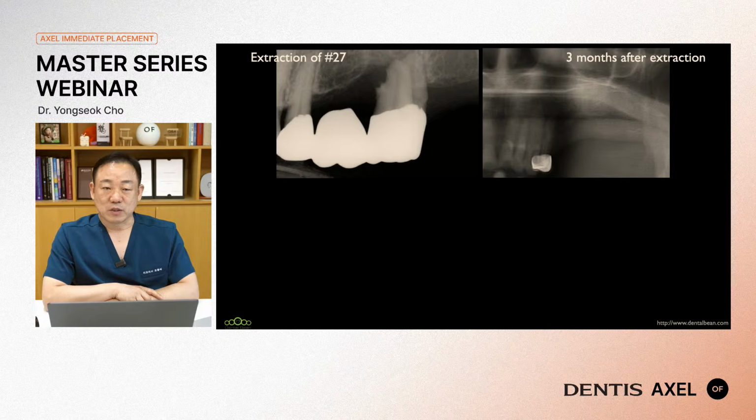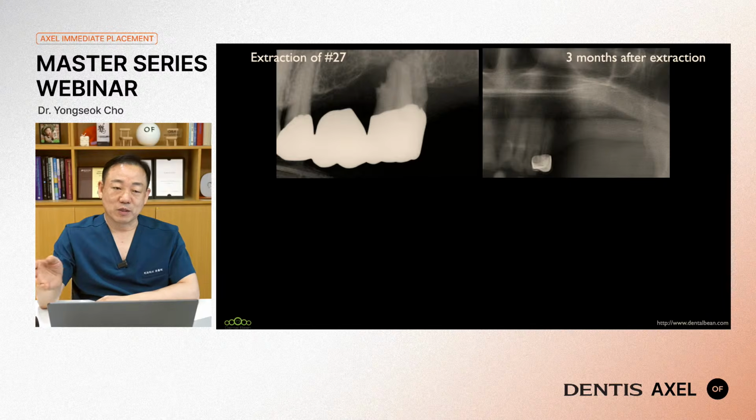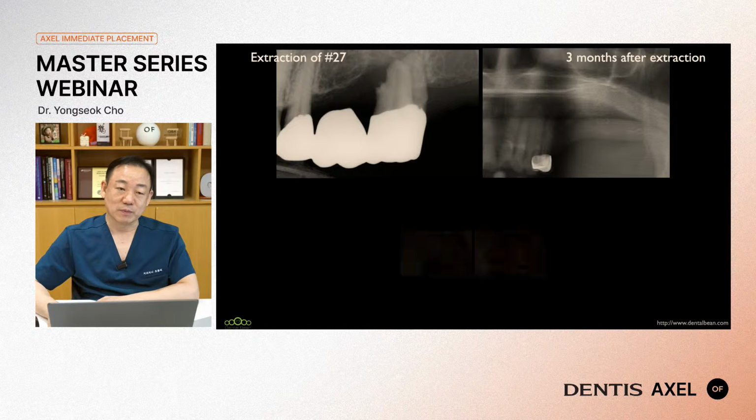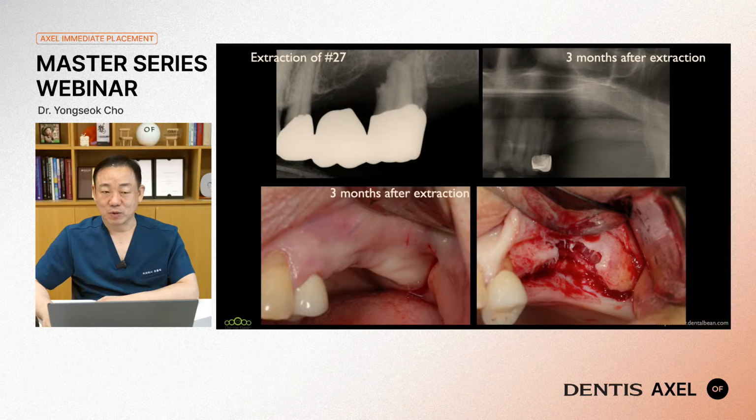The patient had the left second molar extracted because of periodontal disease. A panoramic view was taken again 3 months after the extraction, and when I opened the flap at that time, I found the bone healing was in very poor condition.